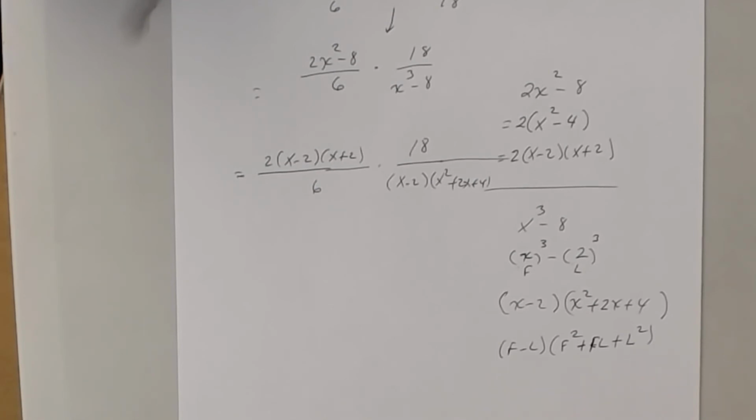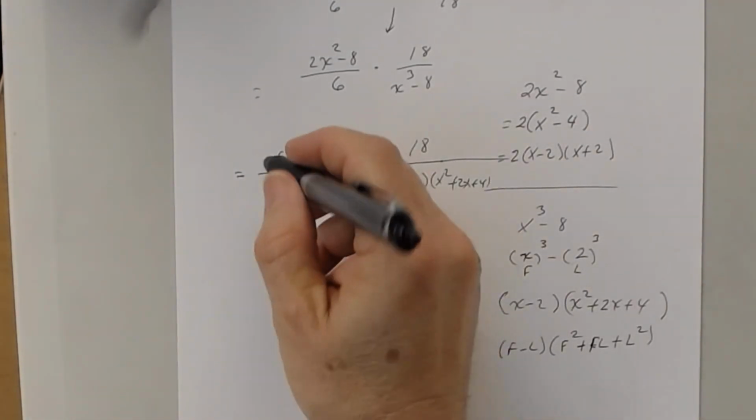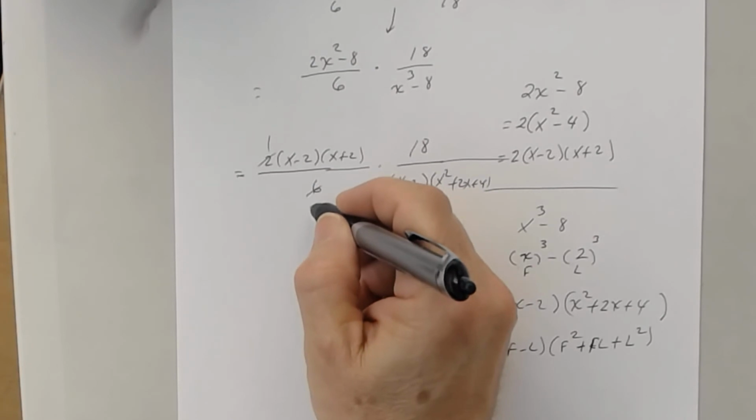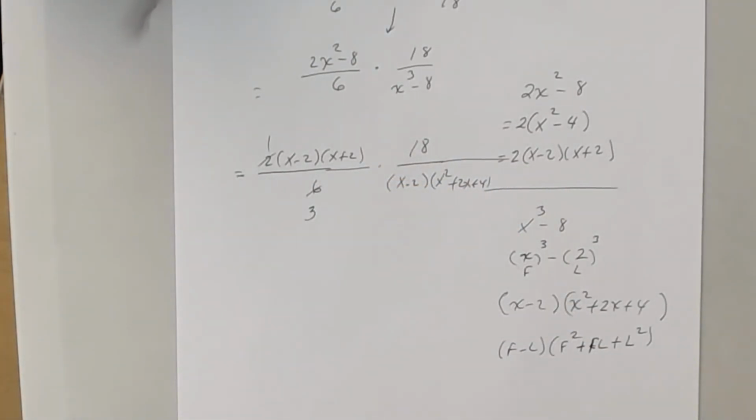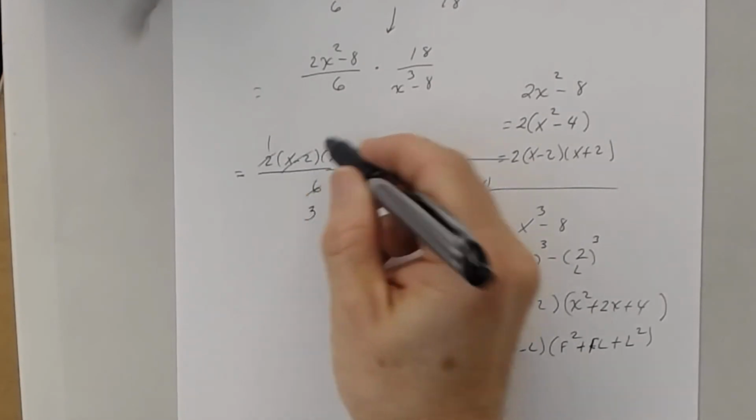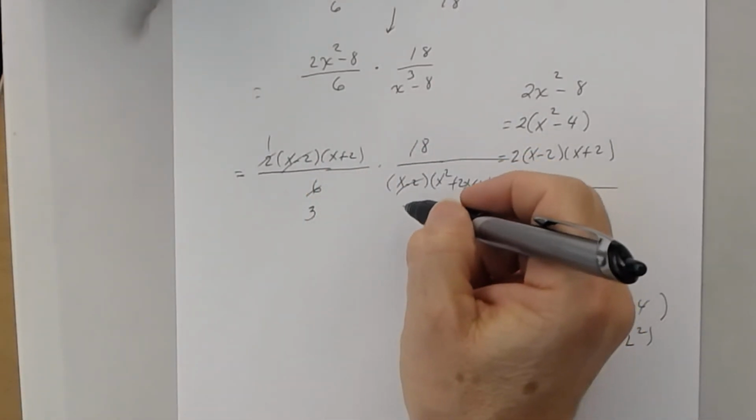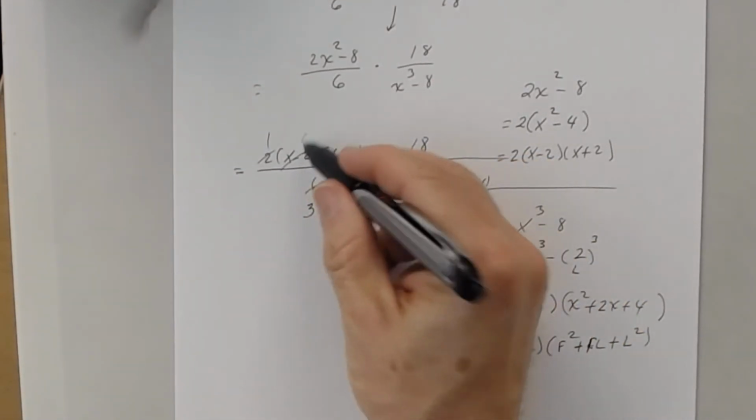All right. So now we reduce. What's the first factor you see in the numerator? 2. Will that reduce with a factor in the denominator? Yeah, the 6. So 2 and a 2 is 1. 2 and a 6 is 3. What's the next factor that you see? X minus 2. Is there an x minus 2 as a factor in the denominator? Yeah. So x minus 2 divided by x minus 2 is what number? 1. So you put 1s in their place.